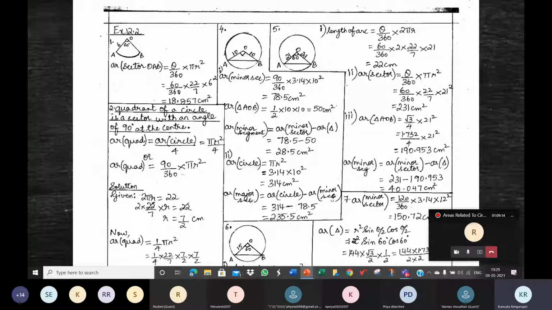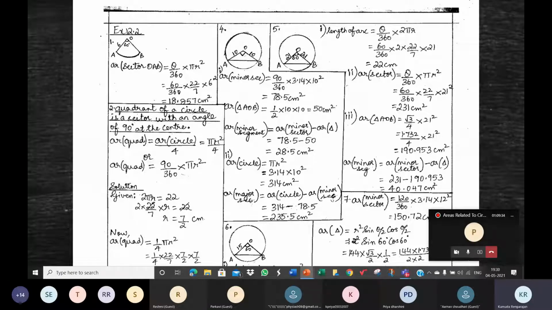Now what's the formula? 270 by 360 into pi into 10 square. Yeah, 22 by 7, or into 3.14. If it is given that pi is 3.14, then we have to use pi as 3.14.